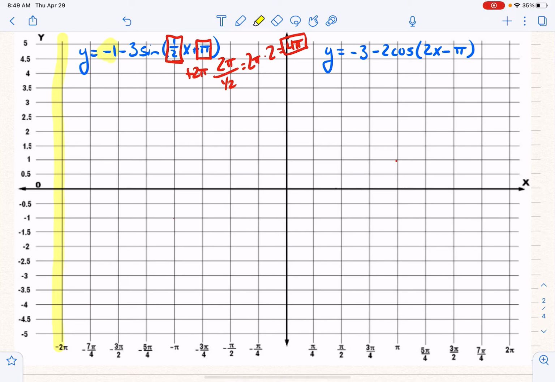My vertical shift is -1. That's not a big move. But now my period is 4 pi. So sine always starts at the origin, and 4 pi units later, it's going to go through the same height. Halfway between those two, it's going to pass through the same height. Now this has an amplitude of 3, but because that number is negative, it's going to start by going down. 1, 2, 3. So it's going to pass through this point. And then halfway between these next two, it's going to go up 3, which will be about here.